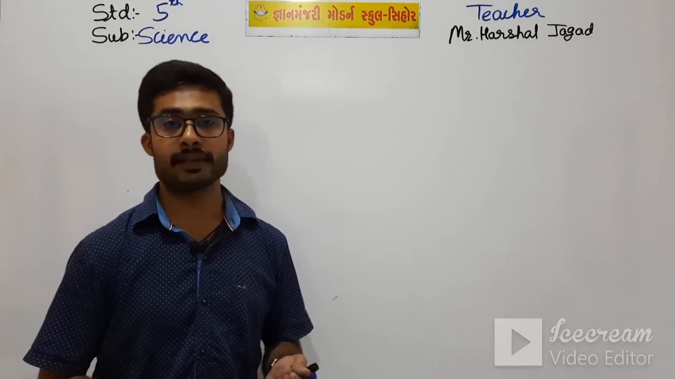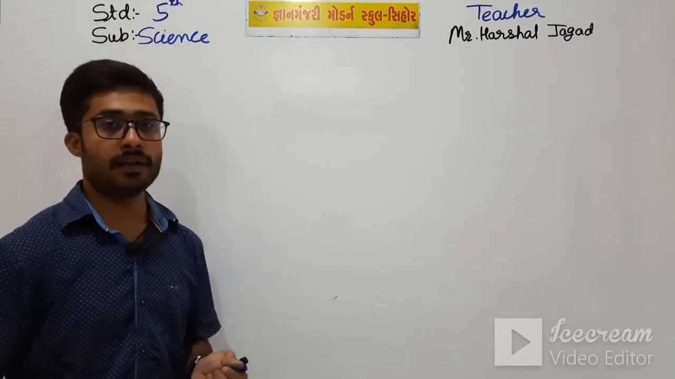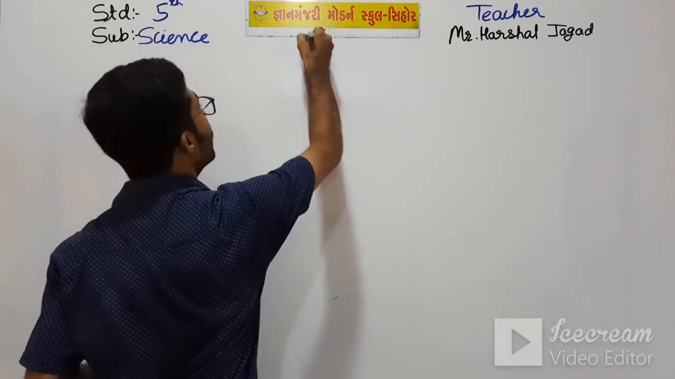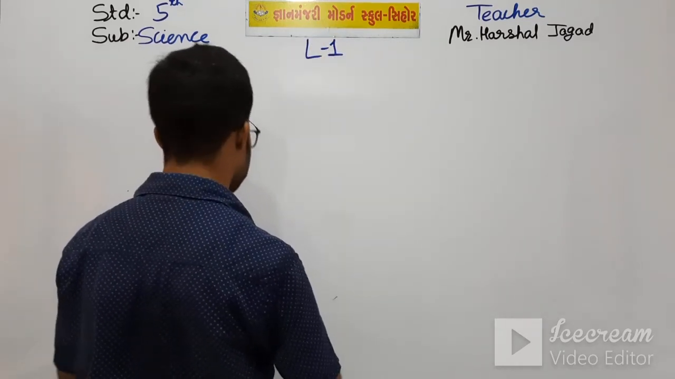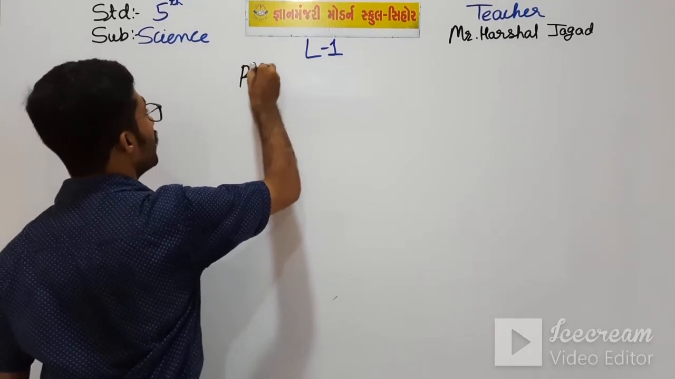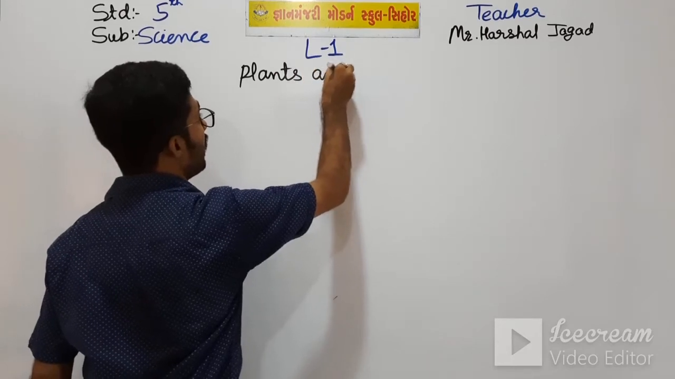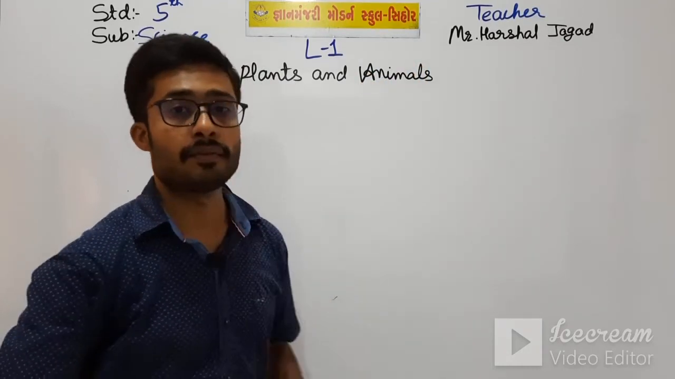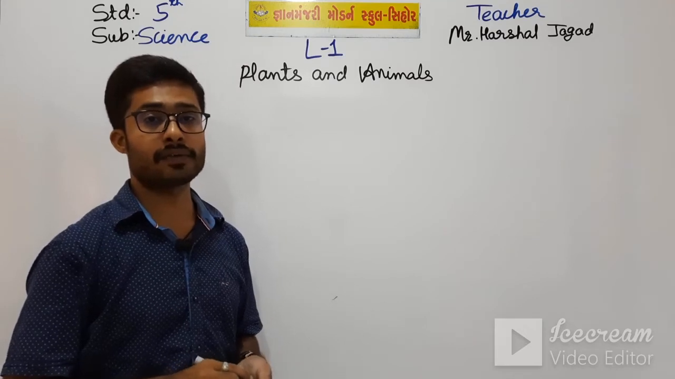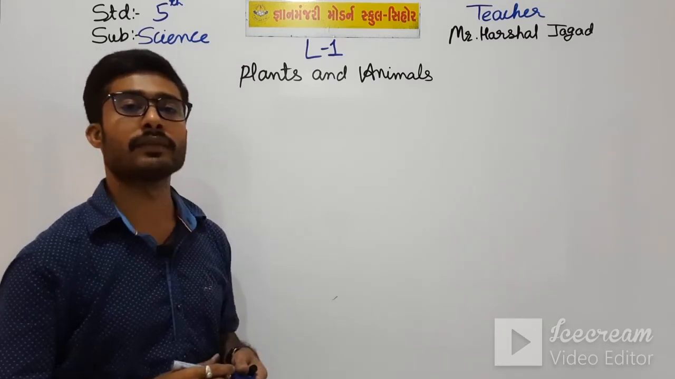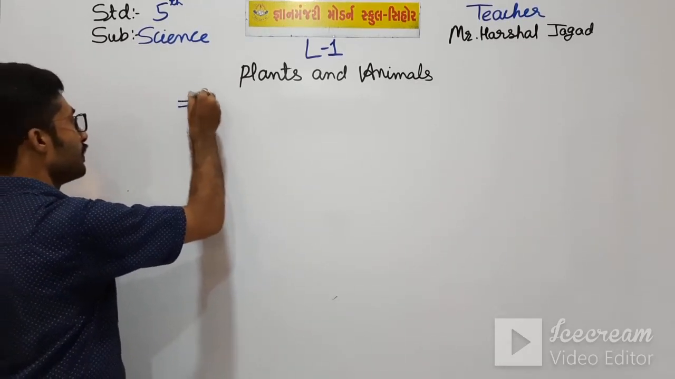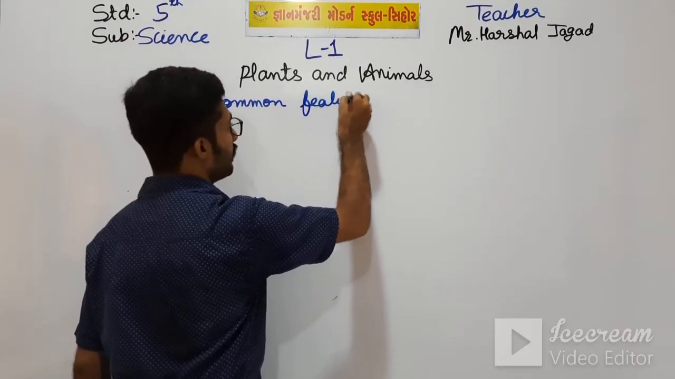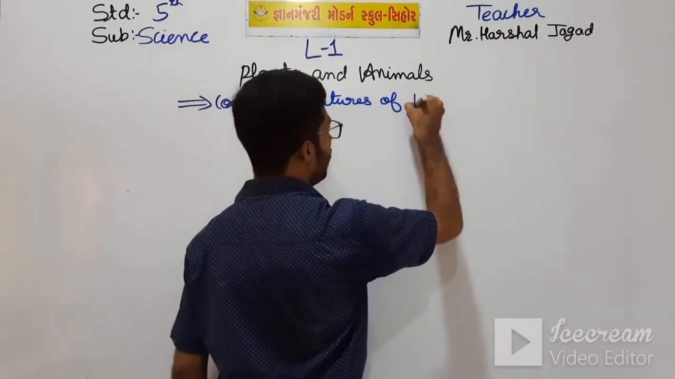In the previous video, we started our new chapter, lesson number 1, Plants and Animals. In the introduction part, we saw the common features of plants and animals.